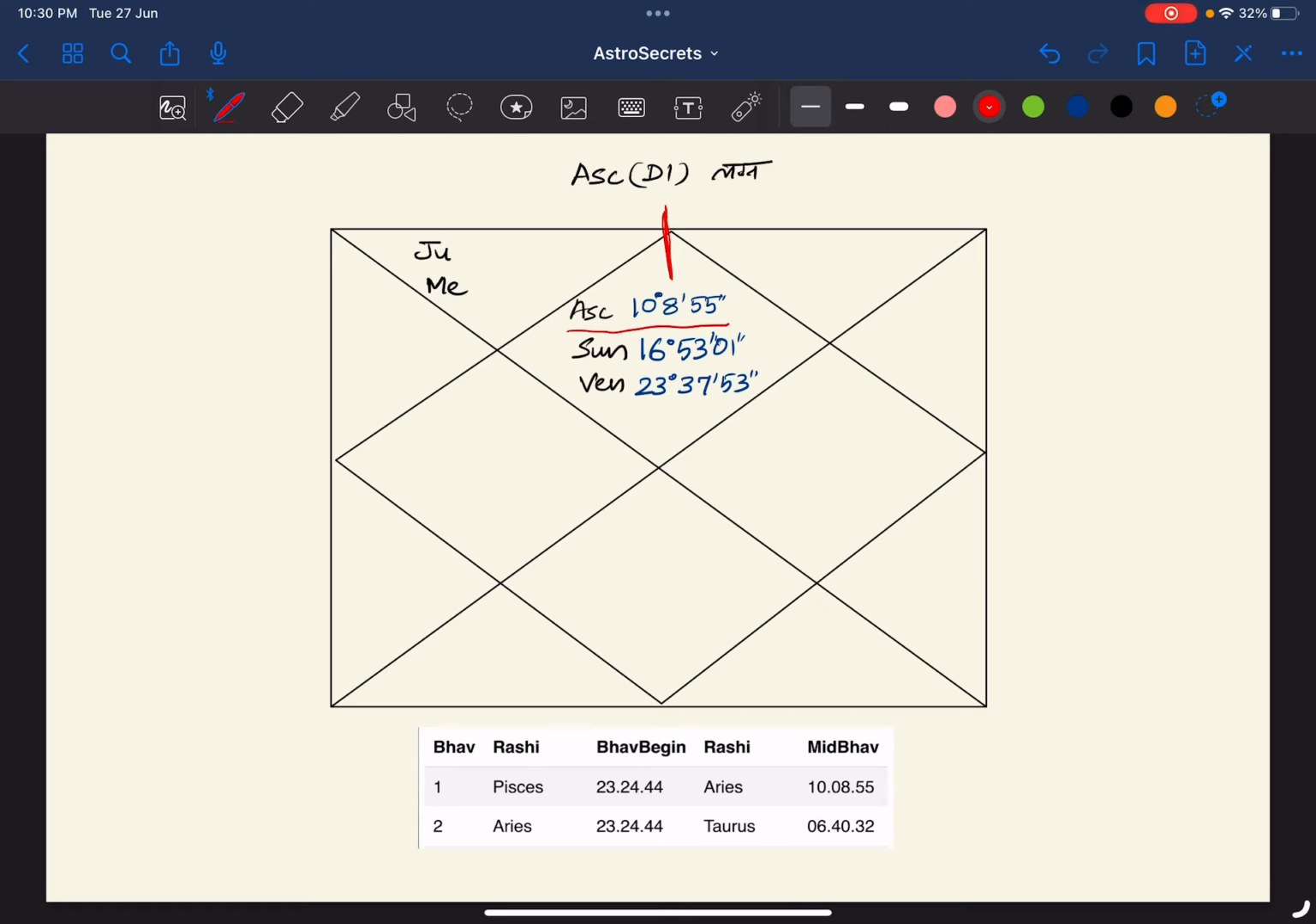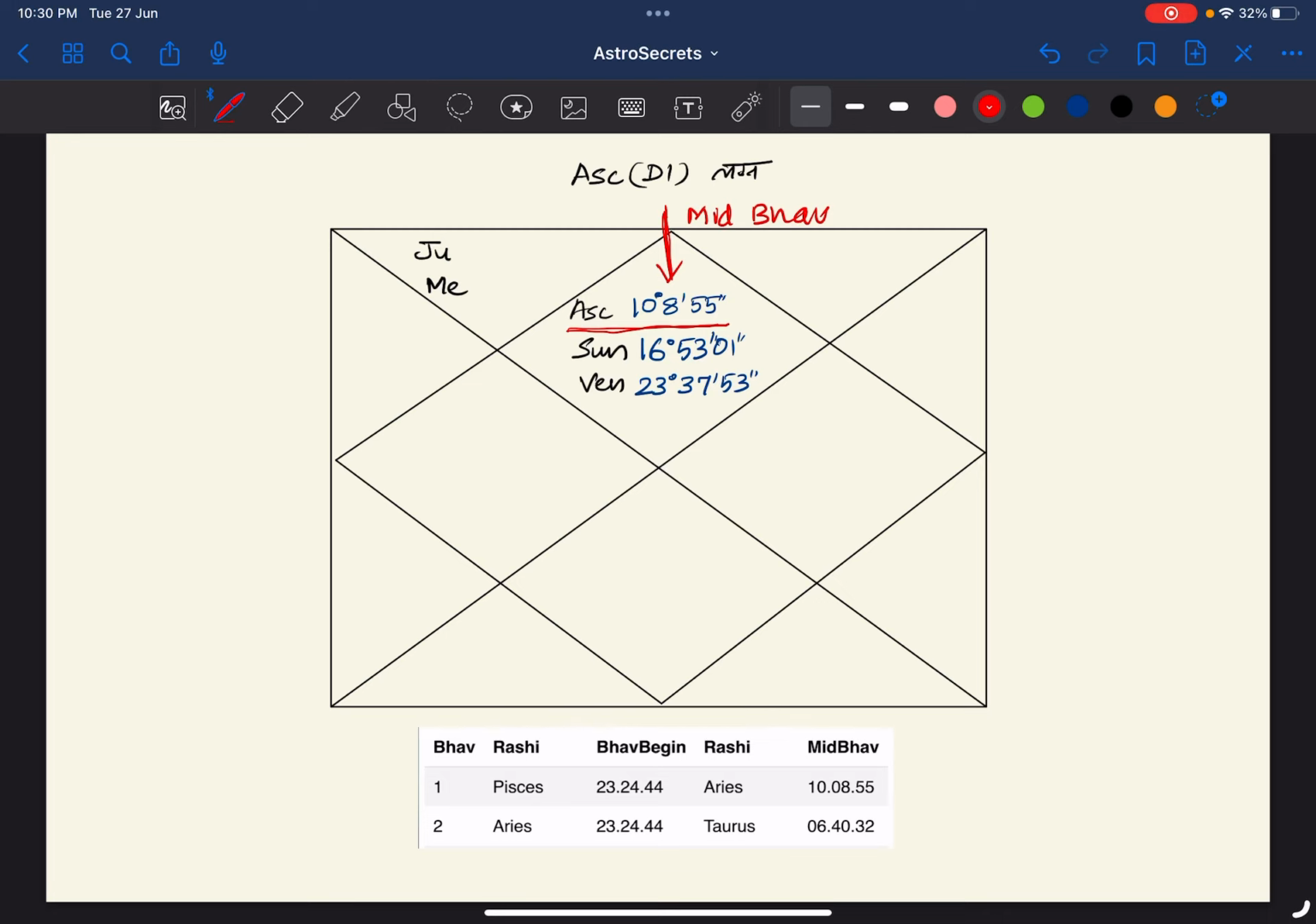You will also have a Bhav Chalit chart from where you can get this information. But let's say this is the ascendant point. This point is taken as the mid Bhav. Now what we need to do is, if you consider each house, because there are 12 houses in total, 30 degrees is apportioned to each house. So if we want to calculate, for the first house, 10 degrees is the midpoint.